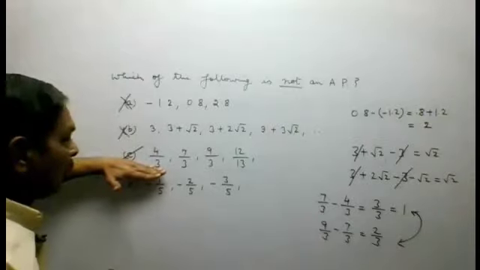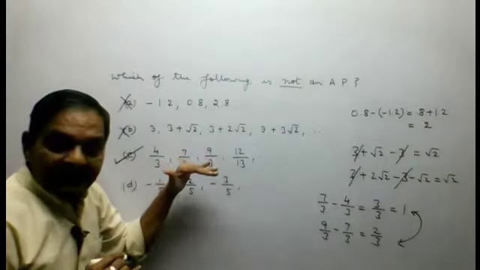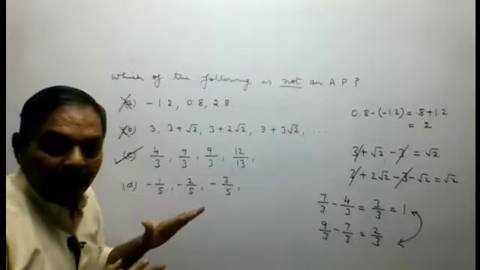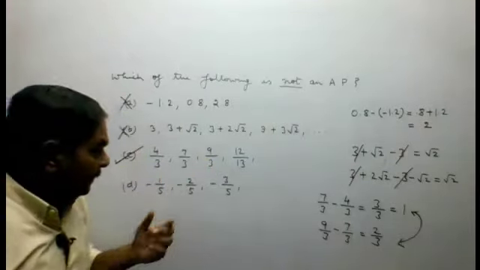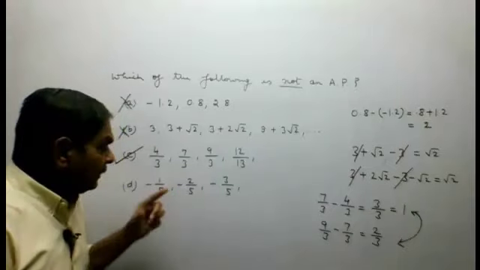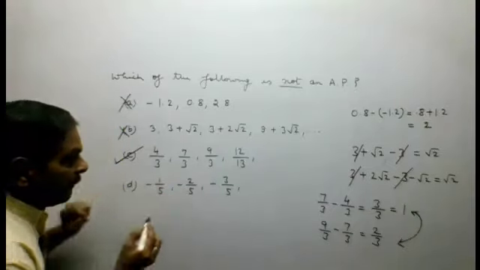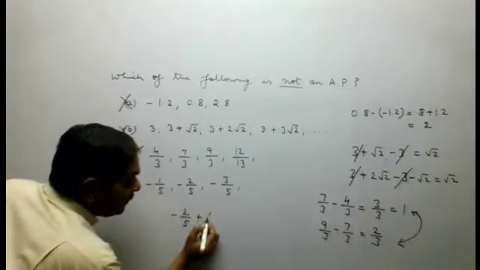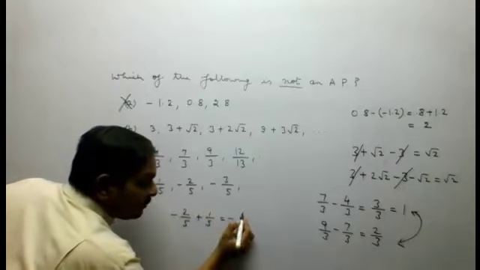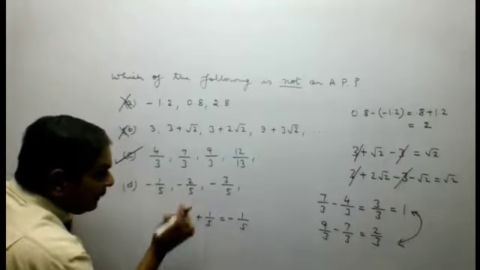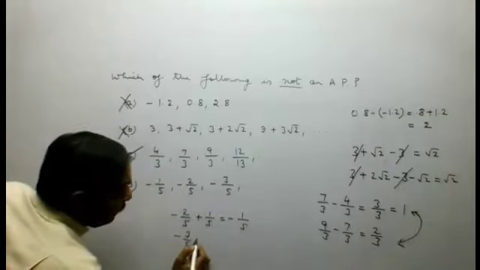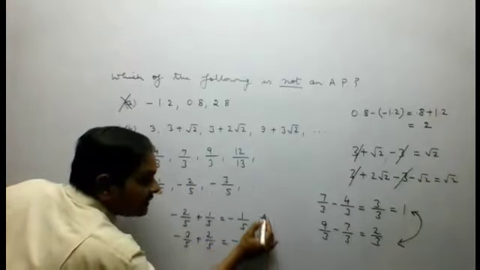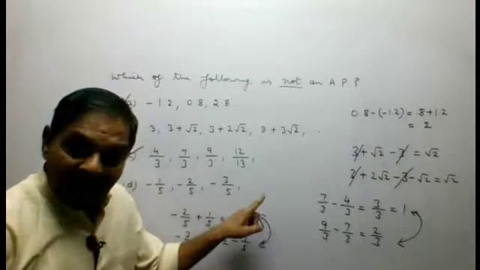The third option is not an arithmetic progression because here we find that the common difference we are obtaining is not equal. Need not go for the fourth option, but even if we go, then minus 2 by 5 minus 1 by 5, so it will be plus 1 by 5, that gives me minus 1 upon 5, and again minus 3 by 5 plus 2 by 5 gives us minus 1 upon 5, which are both the same, and this is also an AP.